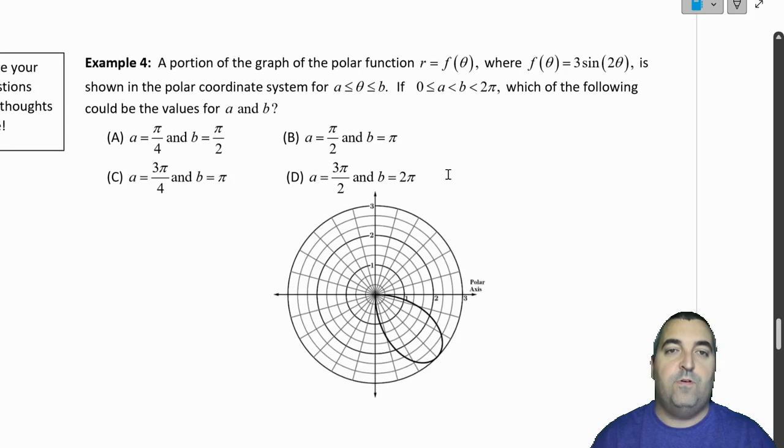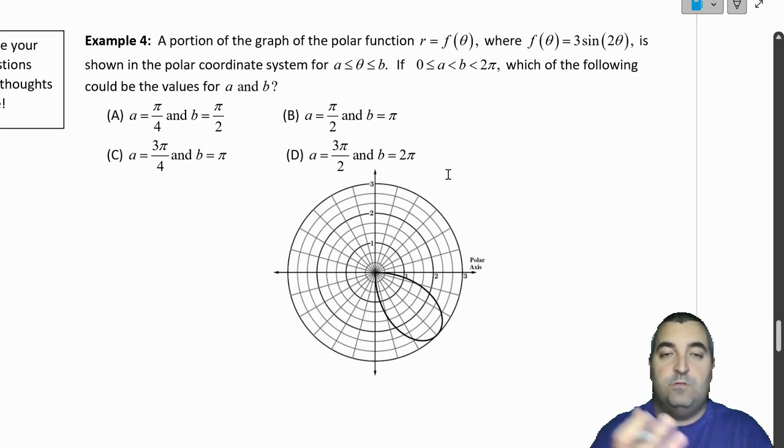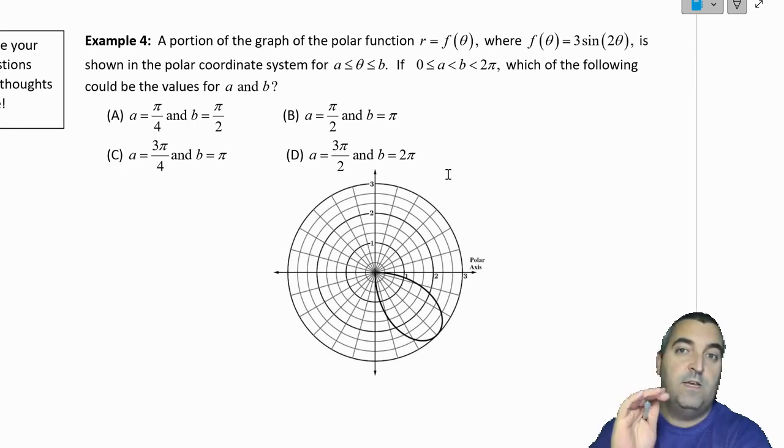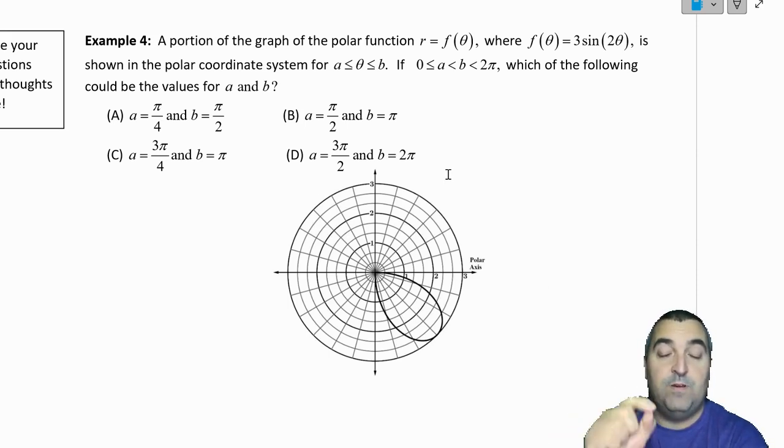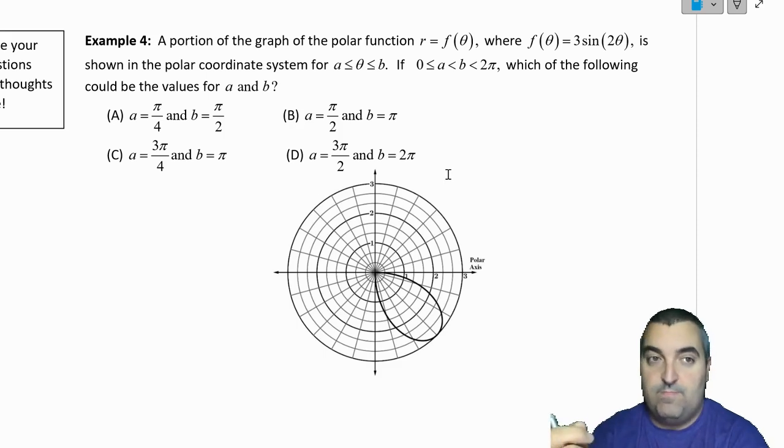We're going to do example 4 here. This example is a great example of a multiple choice question you could see on the AP test, on our test. We have r equals f of theta, where f of theta equals 3 sine of 2 theta, which if you recall means this is a polar rose equation. But now they're telling us it's only shown from A to B, and that A and B are between 0 and 2 pi. So it's somewhere in the unit circle, but we don't know what they are.